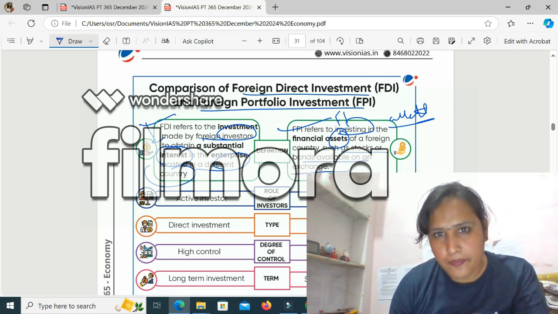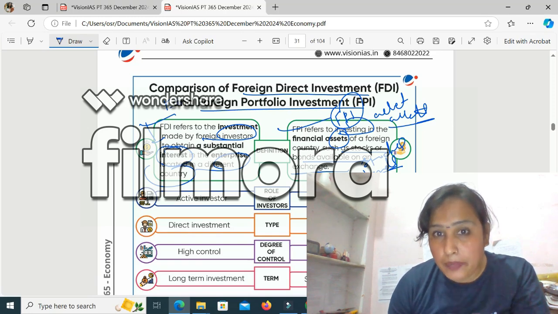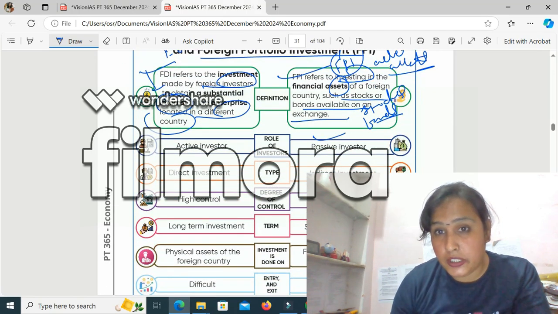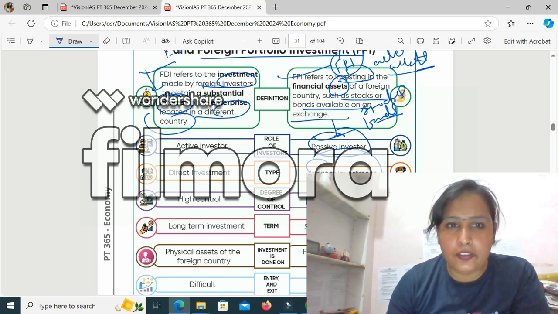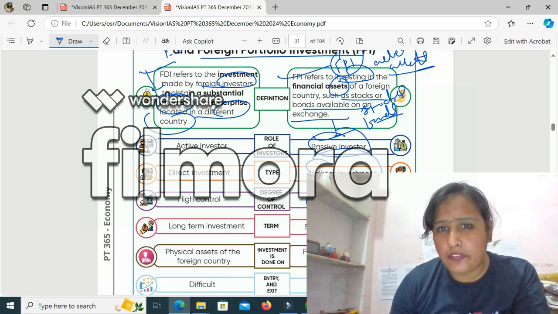So the FPI is working for the stock. If you are investing in stocks, if you are investing in bonds, that is for asset generation, and the FDI is generally for interest generation. So FPI investors are passive, they are indirect investors. There is very low control on FPI. And it is short-term investment, hot money, including financial assets of the foreign country, and relatively easy. This one is easy.